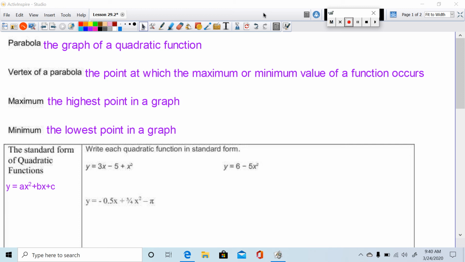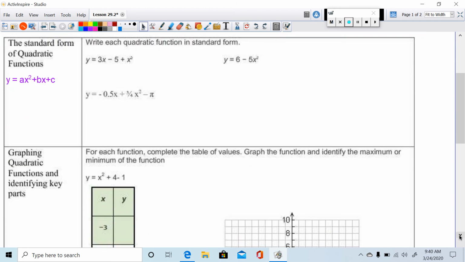So the first thing I'm going to show you is how to write a quadratic function in standard form. I want to remind you that the standard form is ax squared plus bx plus c. And I want you to notice the exponents: 2, 1, and 0. So you want to put the exponents in descending order for it to be in standard form. So this is pretty simple.